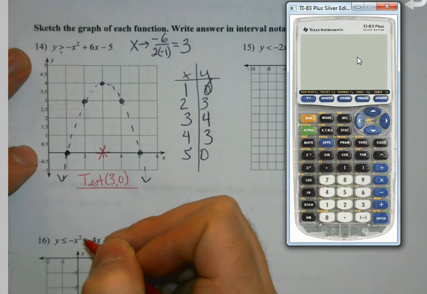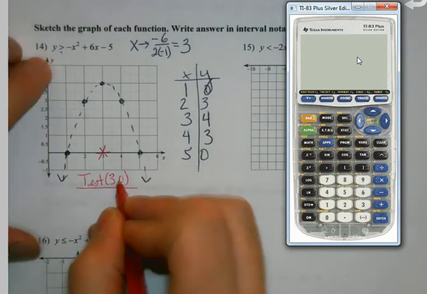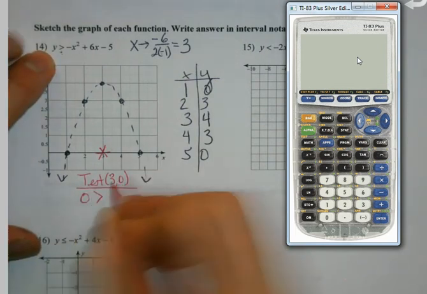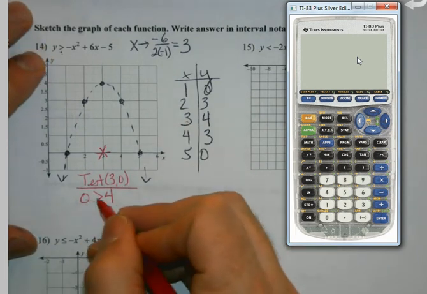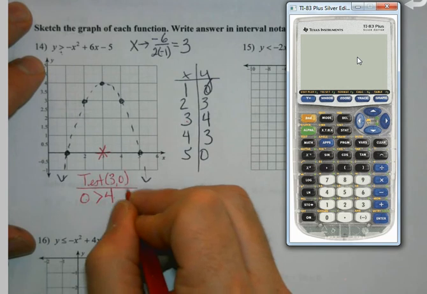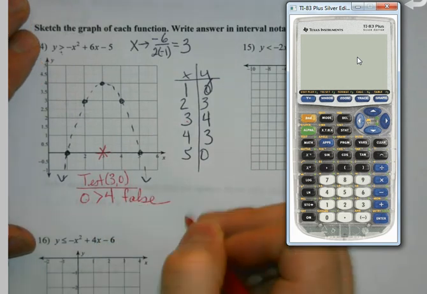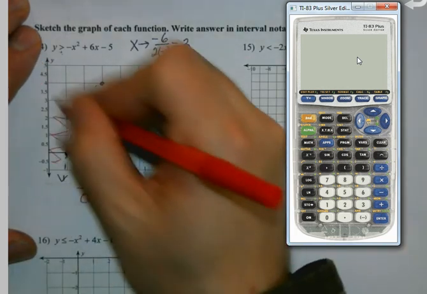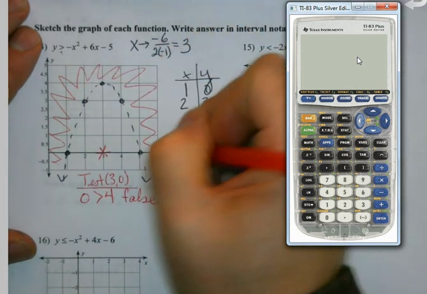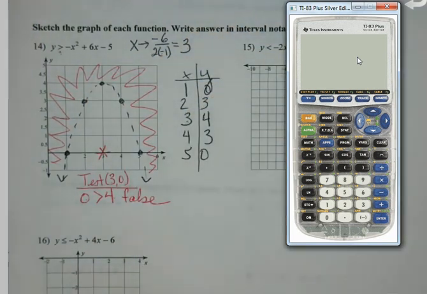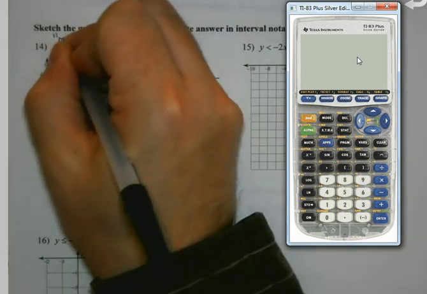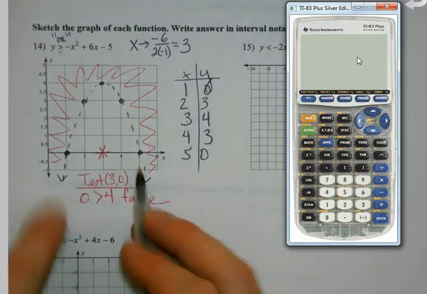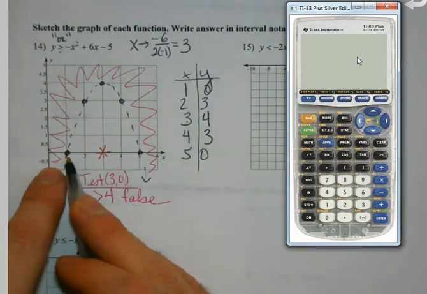So if we test out 3, 0, my y value is 0. I already tested 3 in there. I got a y value out of 4. Is 0 greater than 4? No. So I'm not going to be shading inside. I'm going to be shading outside. And like we mentioned over on the note sheet, typically when we see the greater than, it's like an or. So I go back and I look and I see what my x-intercepts are. They're at 1 and 5.